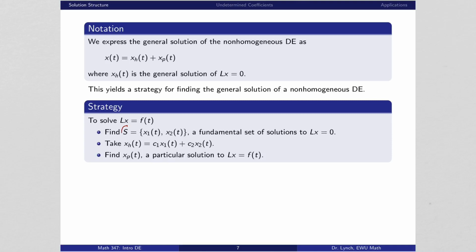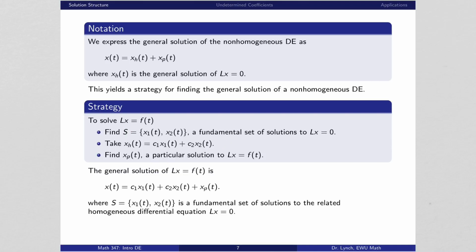So again, here I'm calling that F. And once we find a fundamental set of solutions to the homogeneous equation, we're going to write down the solution to the corresponding homogeneous equation and just call that x sub h. So x sub h is C1x1 plus C2x2. Then the last thing to do is to find any particular solution, and it turns out any particular solution will do. Once we have a particular solution, we can take the general solution to the non-homogeneous equation to be C1x1 plus C2x2 plus that particular solution.